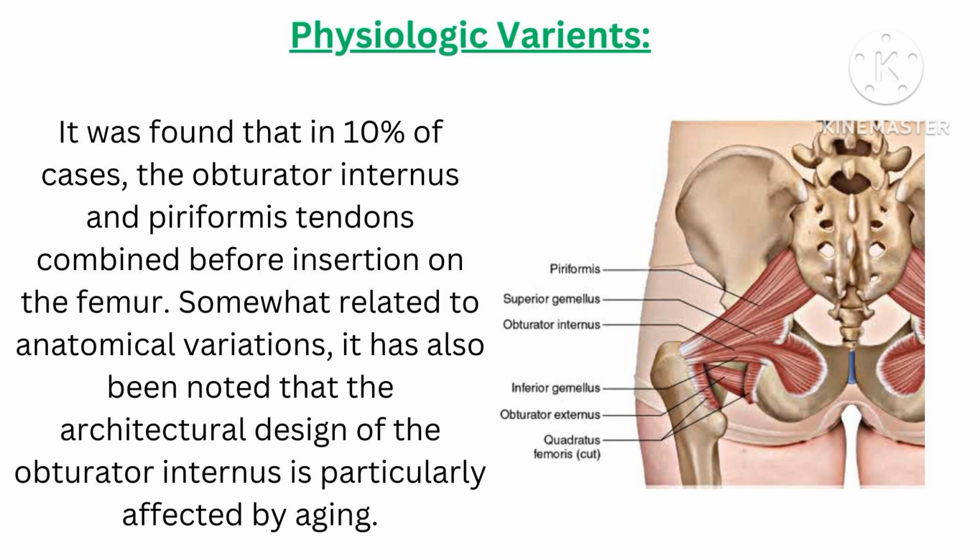Somewhat related to anatomical variations, it has also been noted that the architectural design of the obturator internus is particularly affected by aging. The literature demonstrates that age-related changes in the structure of the obturator internus led to a decrease in force-generating capability and increase in muscle fibrosis.